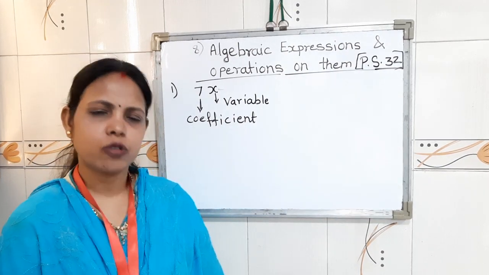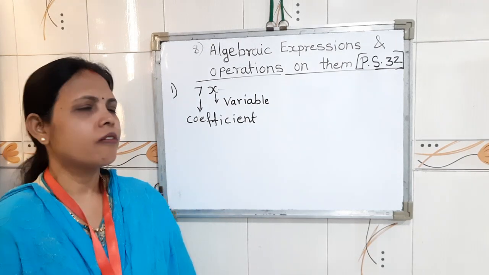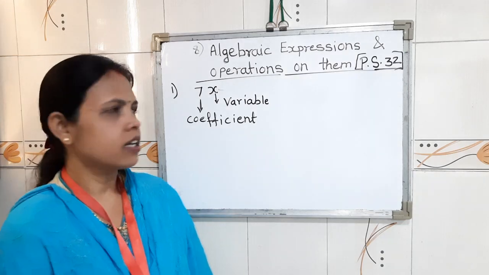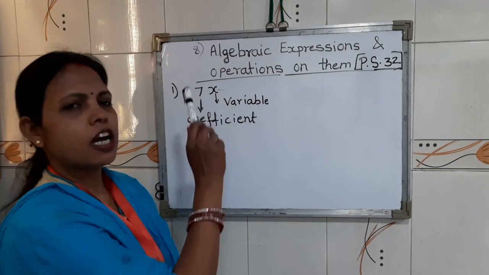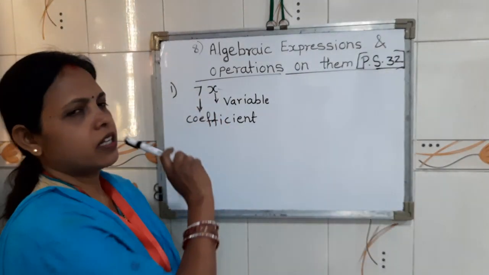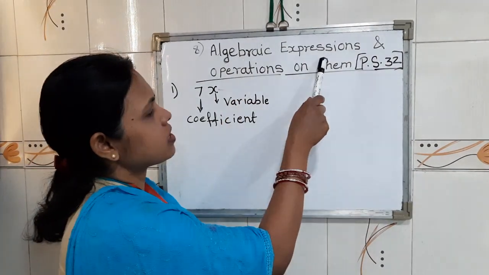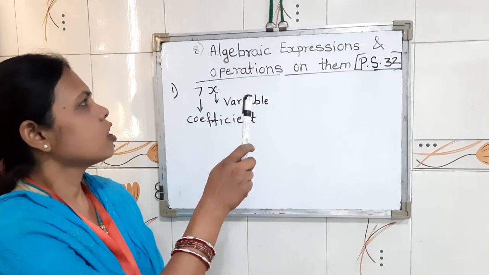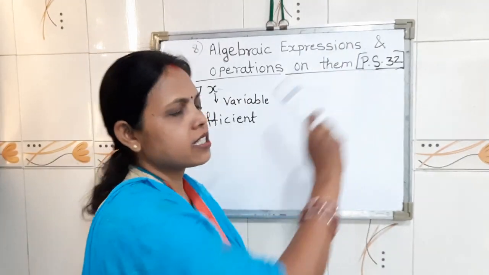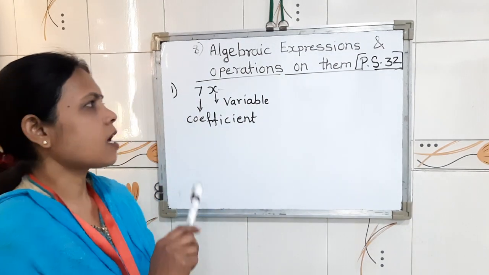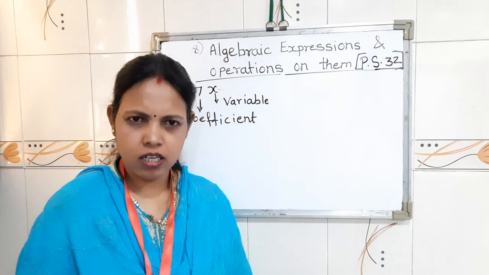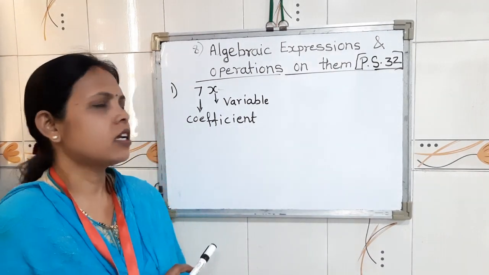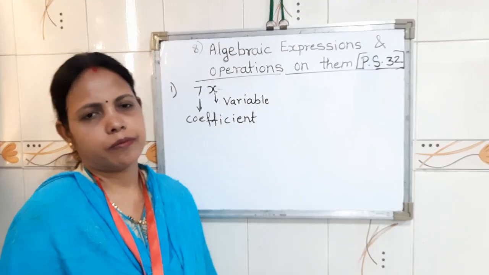So children, today onwards we will start our second semester portion. Today we are going to start maths chapter 8, that is algebraic expressions and operations on them. Here we are going to start exercise 32. In this chapter, we are going to study monomial, binomial, trinomial and polynomial terms.